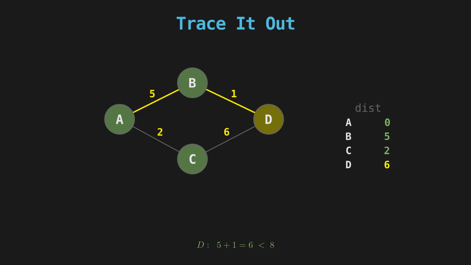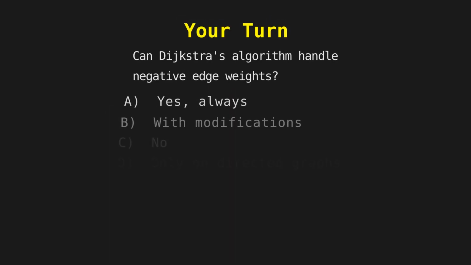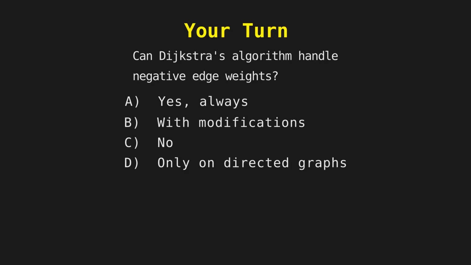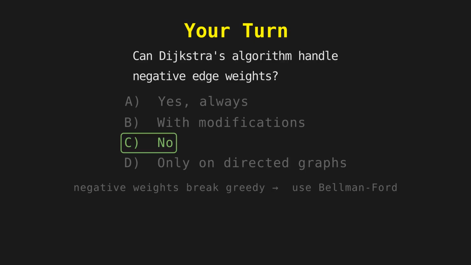Your turn. Can Dijkstra's algorithm handle negative edge weights? It's C. No. Negative edges break the greedy logic Dijkstra relies on, because a path you already finalized might still get shorter if a negative edge shows up later. For graphs with negative weights, use Bellman-Ford instead.